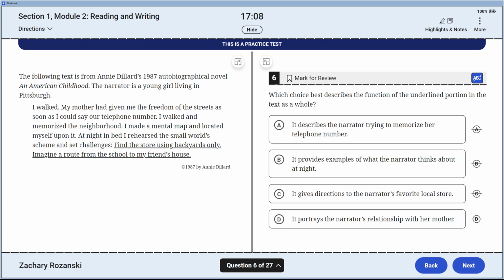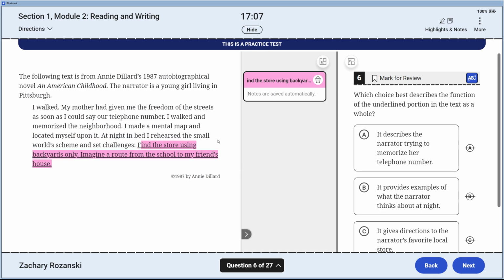It personifies nature. Let's see what it's doing here. Find the store. Find the store using backyards only. Imagine a route. Find a store. Imagine a route. These are imperatives. I don't know how to summarize this. Find the store using backyards only.